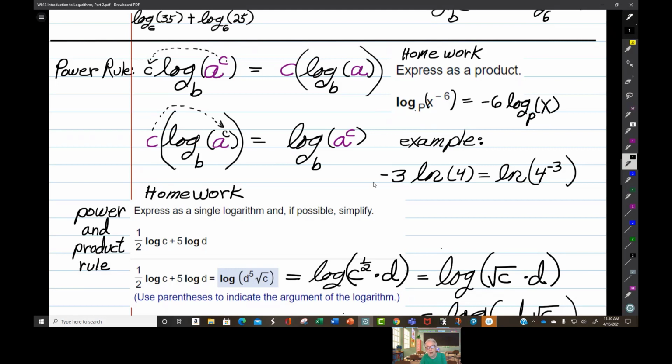And if you start out with a number like this, I couldn't find one offhand, so I made up my own. Negative 3 times the ln of 4, if you need to write it as a product, then that would be the ln of 4 to the negative 3 power.